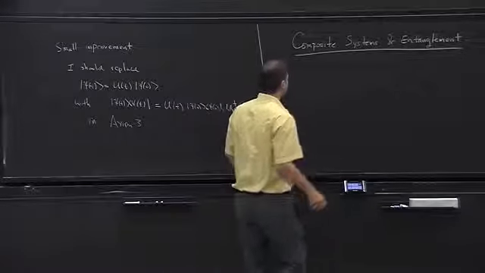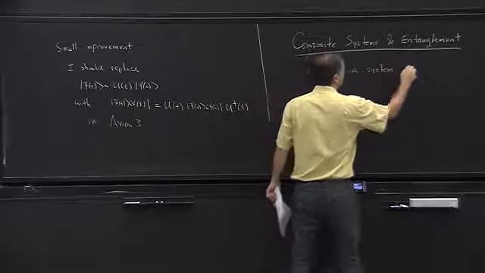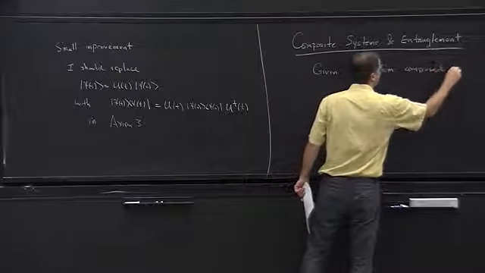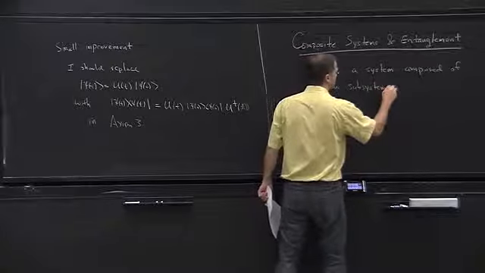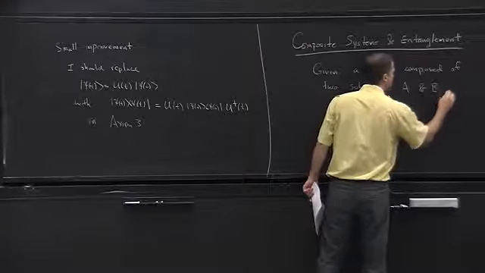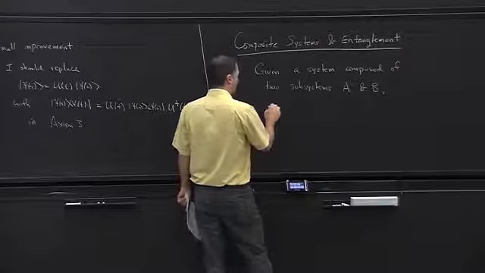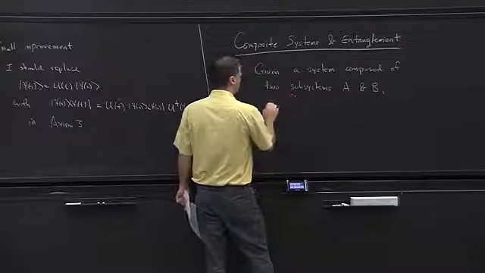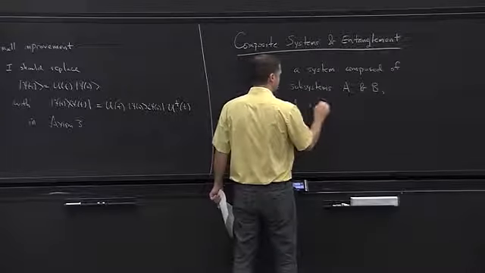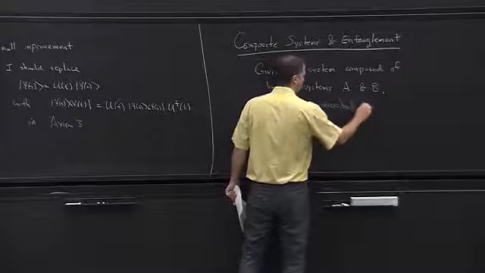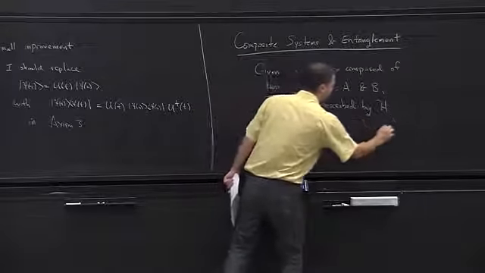Okay, so the standard recipe is this: given a system composed of two subsystems, which we'll call A and B, where A is described by a Hilbert space HA, and B is described by the Hilbert space HB.